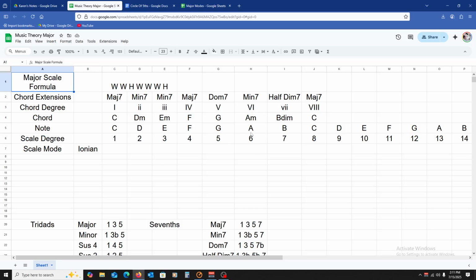Now, you can use any of these notes over any of these chords, and generally speaking, it's going to sound okay, but some notes are going to sound a little bit more in line, if you will, when you're crafting these melodies.